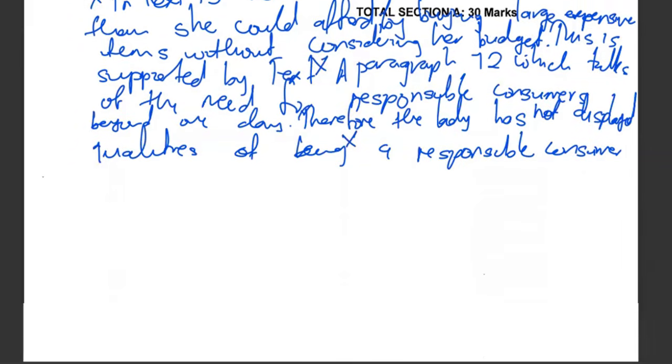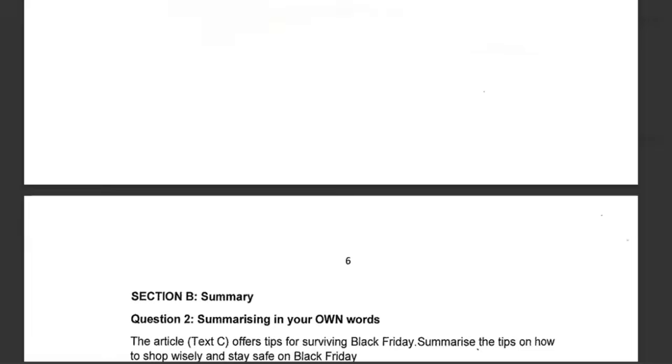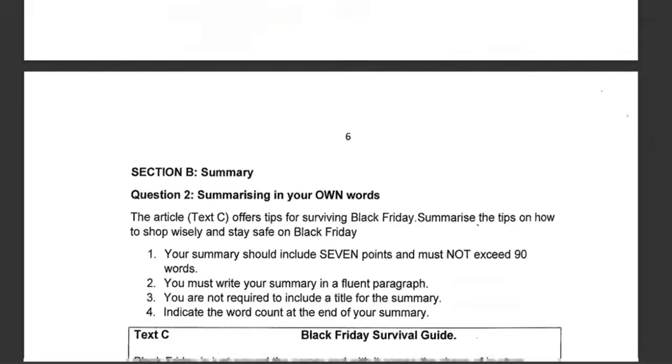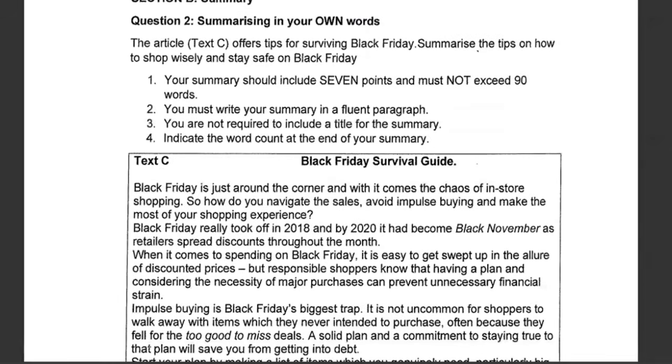We have come to the total section A, and we're going to go to section B. Right, summarizing in your own words, the article text C offers tips for surviving Black Friday. It says, summarize the tips on how to shop wisely and stay safe on Black Friday. Right. Your summary should include 7 points and must not exceed 90 words. You must write your summary in a fluent paragraph.